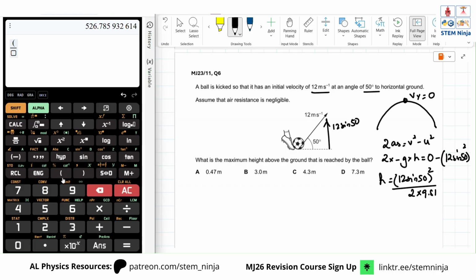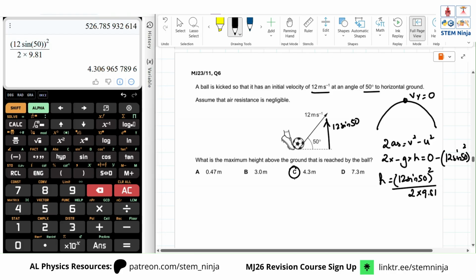So 12 sine 50 whole squared divided by 2 times 9.81 is 4.3. This would be C.